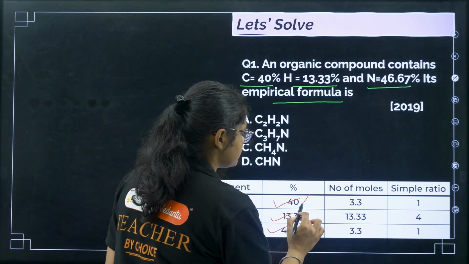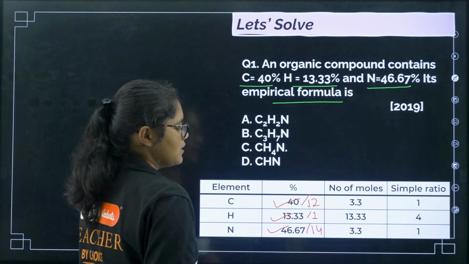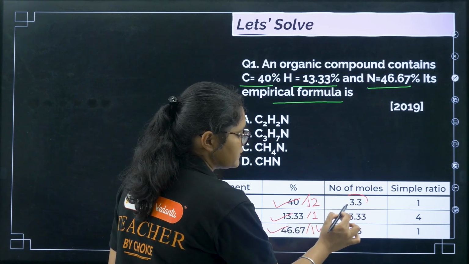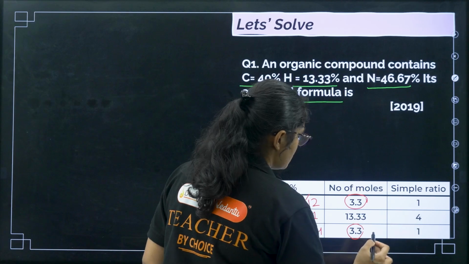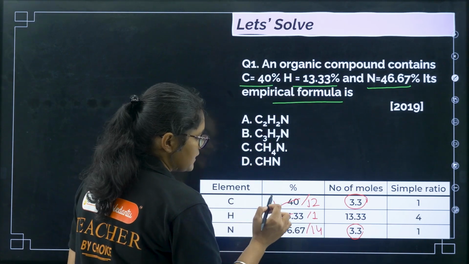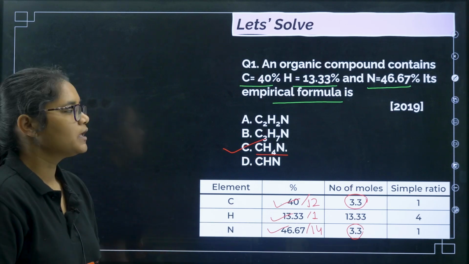Number of moles, this one should be divided by 12, divided by 1 and divided by 14. So we will get these numbers. The smallest one is 3.3. So divide all the numbers with 3.3. So we will get the formula CH4N, option number C. Okay.